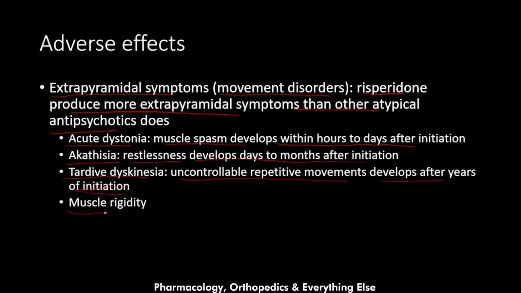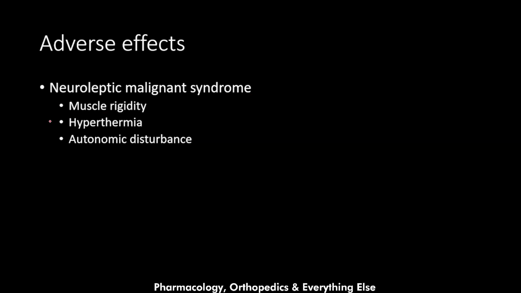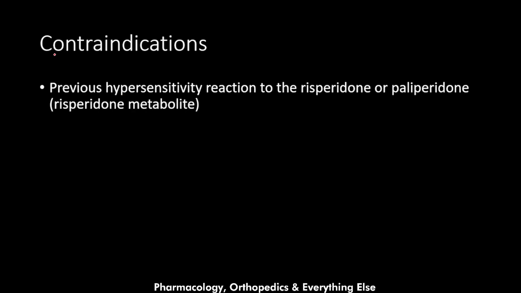And finally, muscle rigidity. And risperidone may lead also to neuroleptic malignant syndrome. This is a severe type of extrapyramidal reaction, and it's a triad of muscle rigidity, hyperthermia, and autonomic disturbance. Finally, let's talk about the contraindications. So risperidone is contraindicated if there is a previous hypersensitivity reaction to risperidone or to its metabolites like paliperidone. And with that, we reach the end of this video.